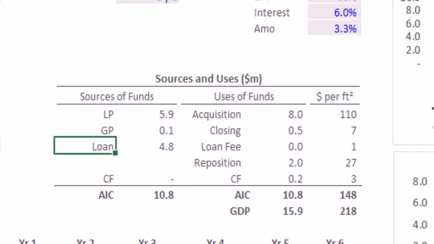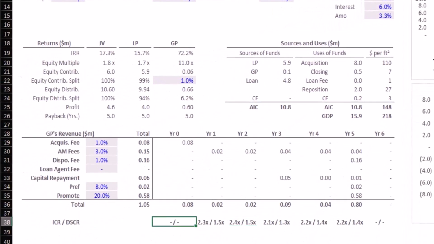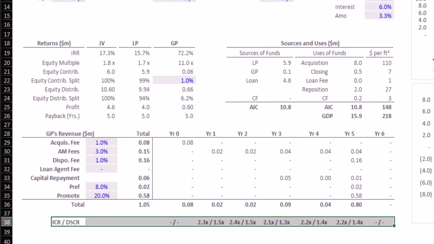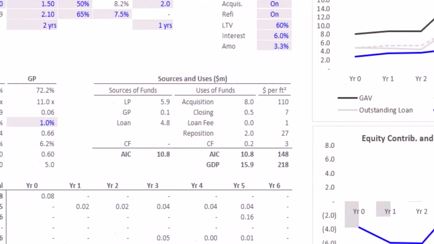bank. Talking about the bank, we can get a feeling of whether our project would be accepted by simply looking at our interest coverage ratio and debt service coverage ratio and assessing whether our performance would breach the bank's covenants. Let's take a look at the graph, starting off with our balance sheet overview.